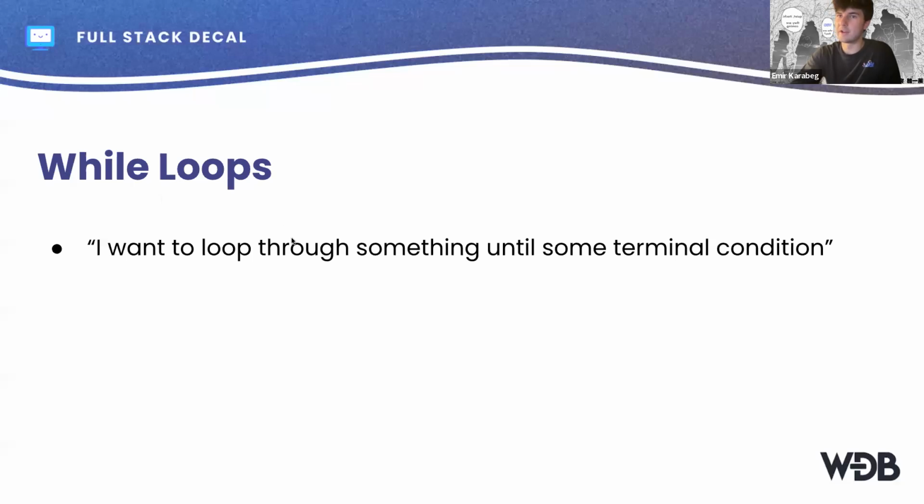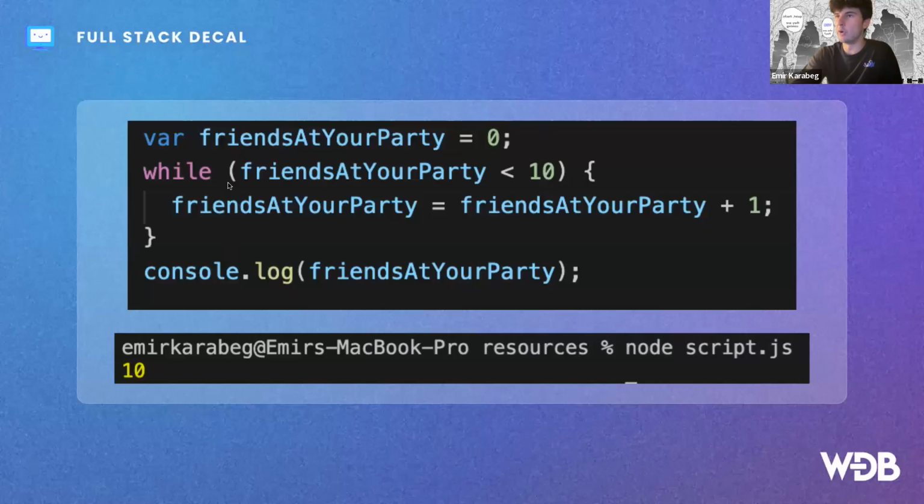While loops, you can just literally think of them as: I want to loop through something until some terminal condition. So remember before how we had to add that operator every single time I wanted to add a friend to the party? Well, we can make that a lot easier on ourselves if we just do a while loop here instead of friends at the party plus 10 times. So we're having the same variable, friends at a party. And while my friends at a party is less than or equal to 10, friends at a party is equal to friends at a party plus 1. So we're going to increment friends at a party by 1.